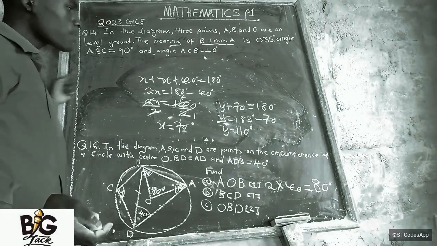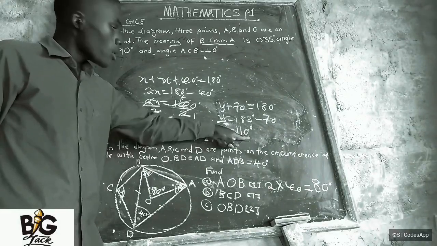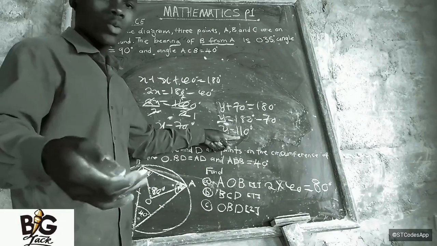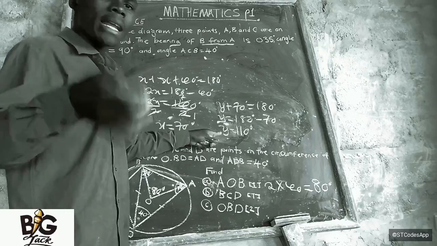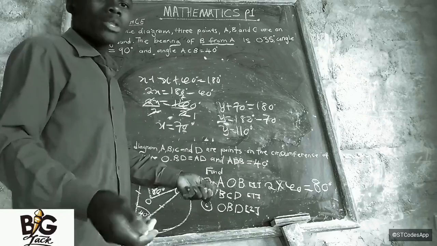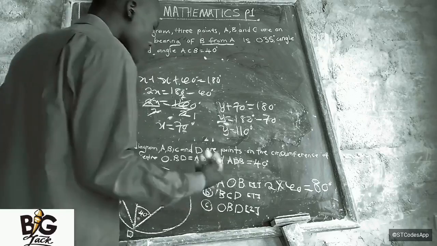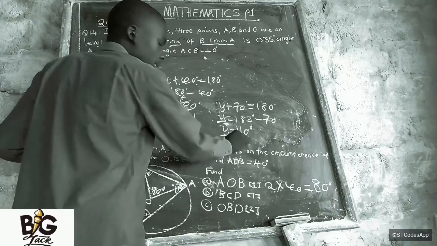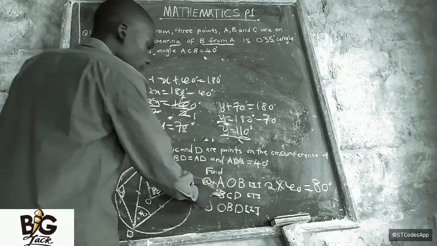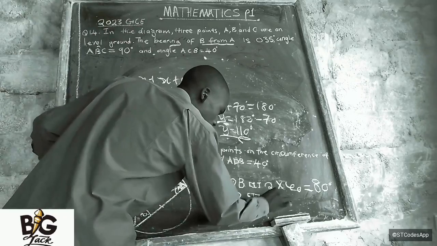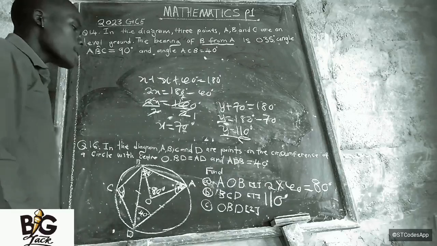Now on this part here, if you leave your answer like this, they are not going to mark you. Here I've just chosen the variable to use to help me to answer this question. So at the final answer, don't leave your answer like this. Just write BCD is equal to 110 degrees, okay? Then the last one.